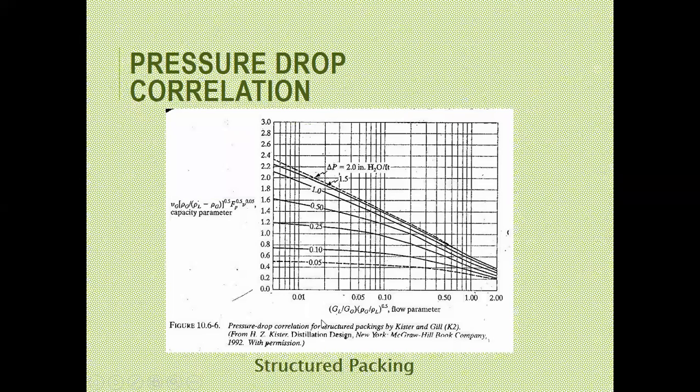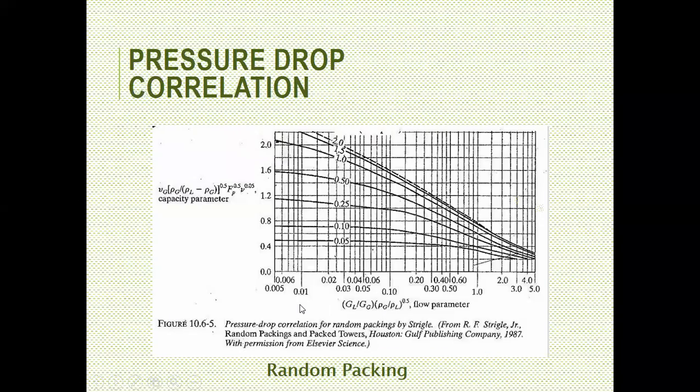It's the same thing in your handbook. I got this from Jan Kuplis, but this is, of course, the exact thing that you'll be seeing in your handbook. Don't forget that you'll be seeing a different table or a different graph for structured packing and a different graph for random packing. What you have here on the ordinate is the flow parameter, and it constitutes the flow rates, the liquid and gas flow rates, and the density of the gas and the liquid.